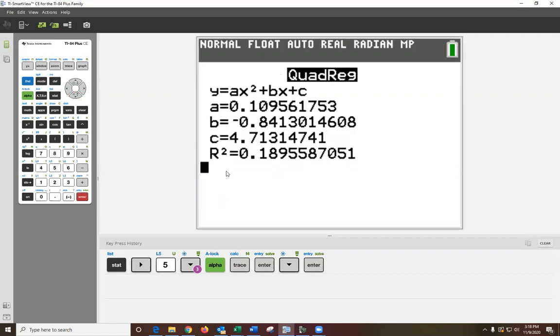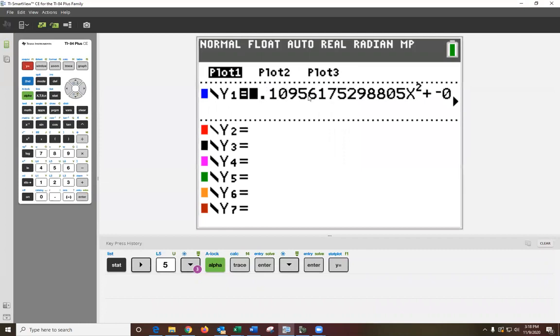Okay, well, the R squared is definitely closer to 0 than 1. I just made up those points. I didn't know if they'd be a good fit, or if a parabola, a quadratic function, would be a good fit for them. Apparently it's not a good fit. But there's the function, y equals 0.11x squared minus 0.84x plus 4.71, if I rounded off to two decimal places. Because I did the alpha trace thing, if I go to y equals, there's the function.